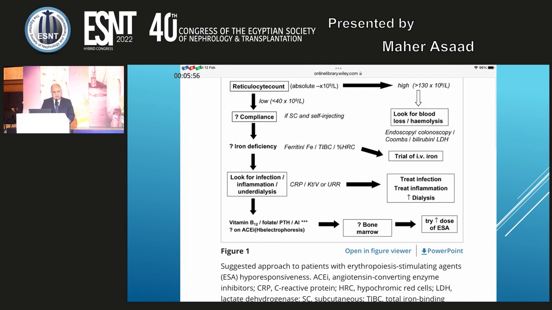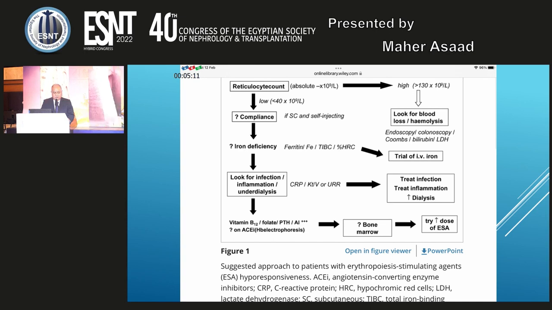Before embarking on looking for other important factors of resistance, we should be checking that the patient is regularly taking his ESA therapy. For iron deficiency, we should be looking for, of course, the serum iron, the ferritin level, the transferrin saturation, and the total iron binding capacity. We also should exclude the presence of infection, inflammation, or underdialysis, as we previously said. Markers of inflammation commonly used are the C-reactive protein, the dialysis adequacy, urea kinetics, and Kt/V.